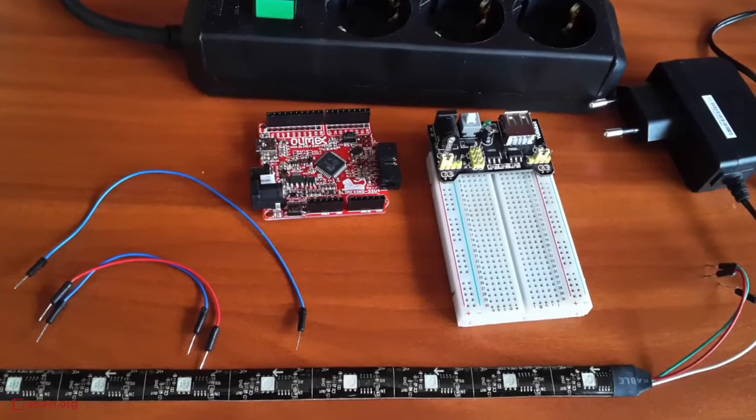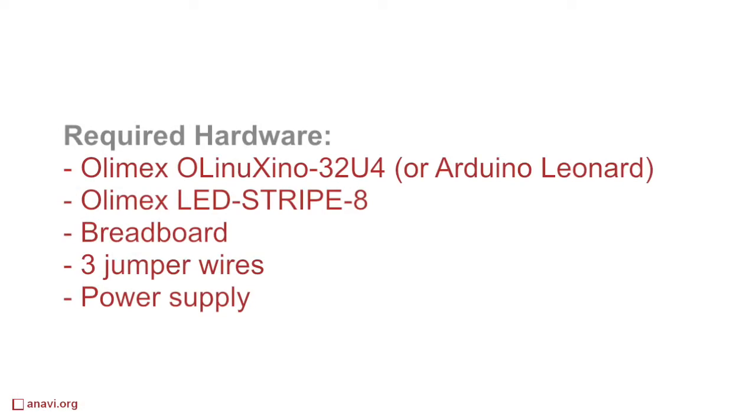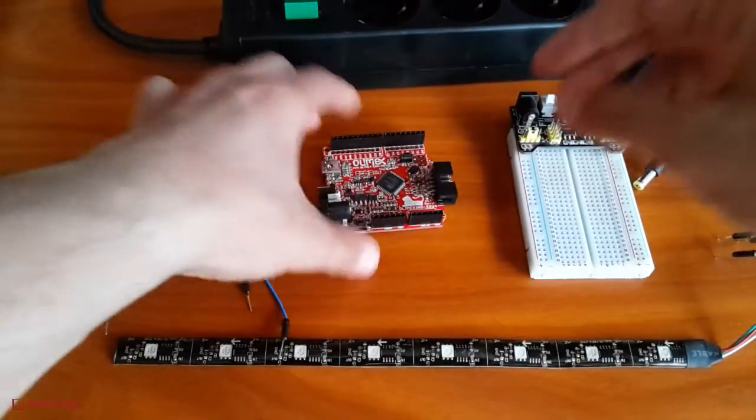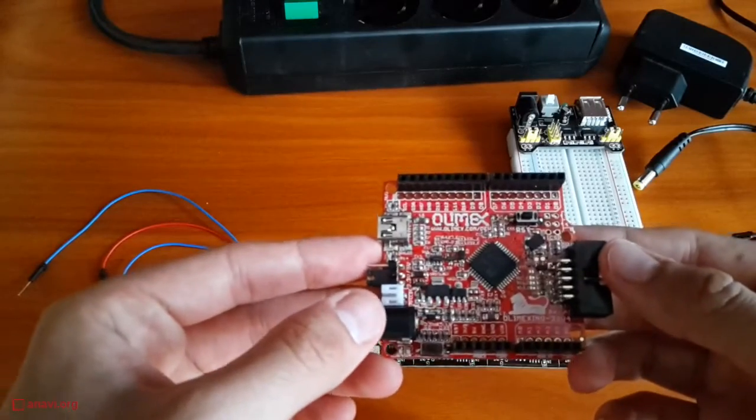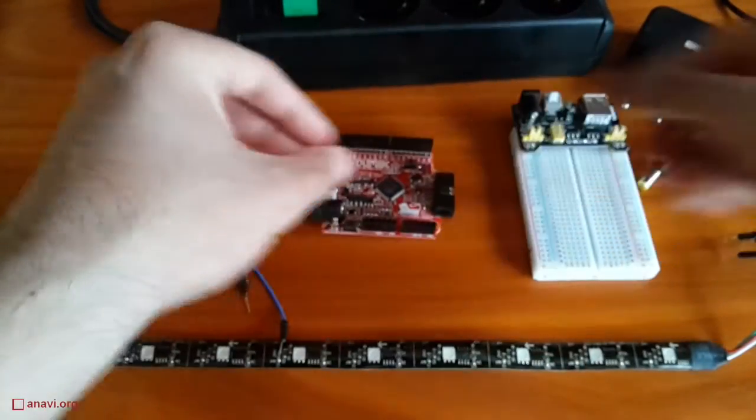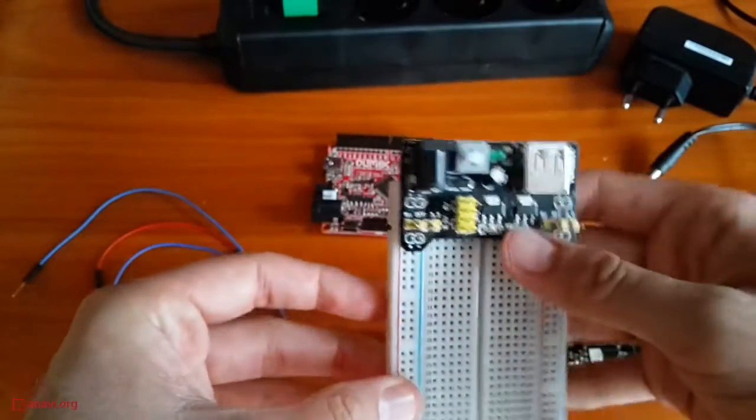Hi! Recently, I was inspired by a blog post about a do-it-yourself lamp. I decided to do this short tutorial on how to achieve a scrolling rainbow effect on an RGB LED strip with Arduino Leonardo. This is Olinoxino 32U4, which is like Arduino Leonardo.